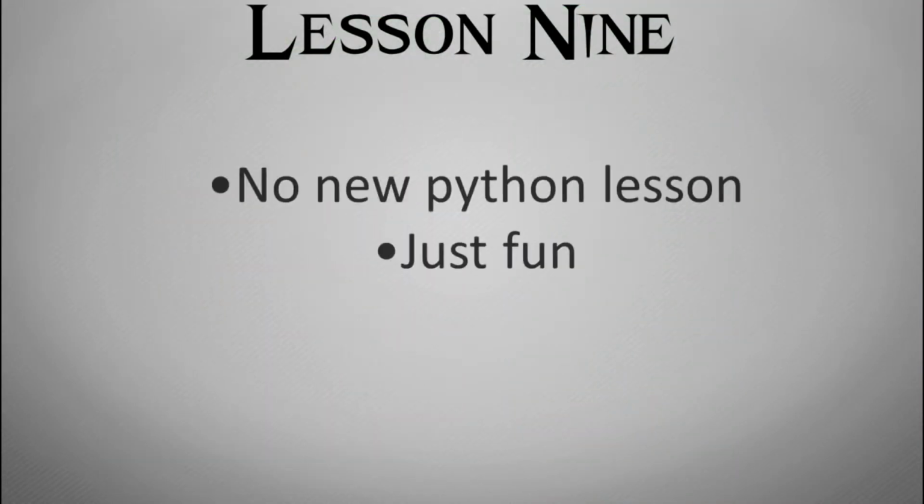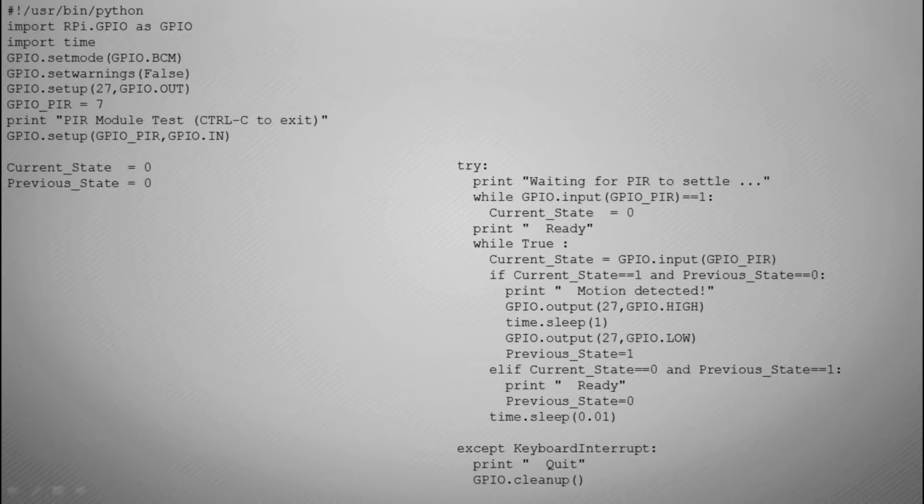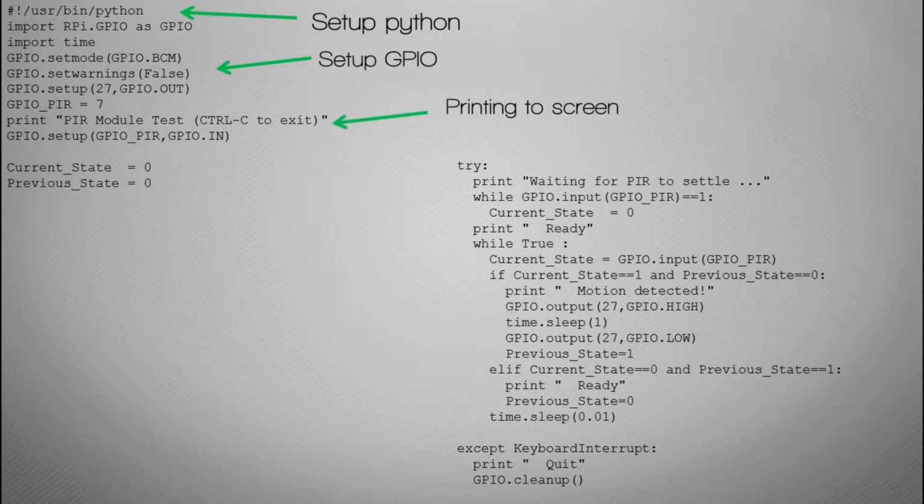So lesson 9. There's no new Python to learn in this particular one because all the methods and theories we've learned in previous videos along this series. So we're just going to quickly fly through it. So here is the code. Again, this is the complete code. It's just split down into one page. So we set up Python and the interpreter. We set up our GPIO pins, so the right input and output. We print to the screen some information, so we know that we're waiting for that passive infrared module to run. We then set up some variables to monitor the state. We have a while loop which runs continuously.